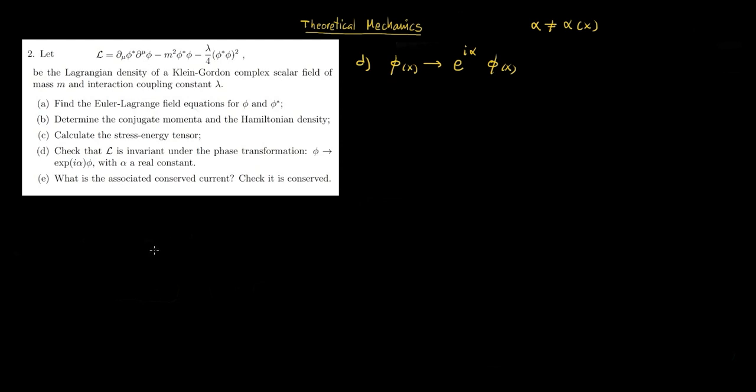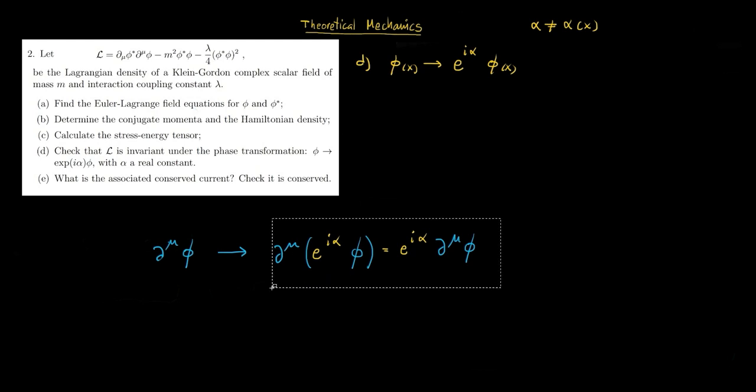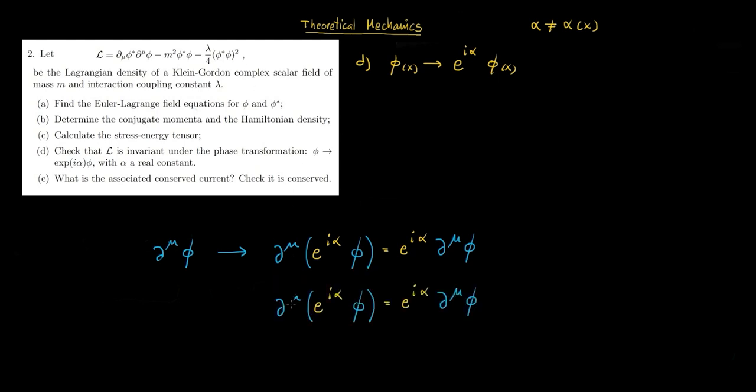This is very easy, because if you perform this transformation, then what you get is e to the i alpha phi. But this is a constant that can come out from here, and then we obtain e to the i alpha partial mu phi. So the partial derivative of this thing is this exponential times this term. Okay, if this is true, this is also true with the index upstairs. This is a tensor property.